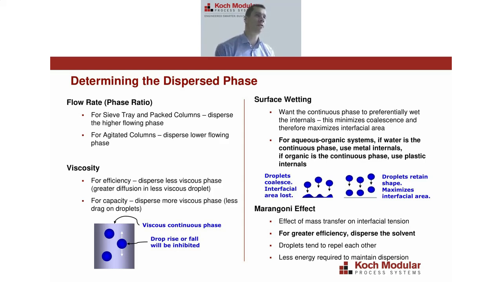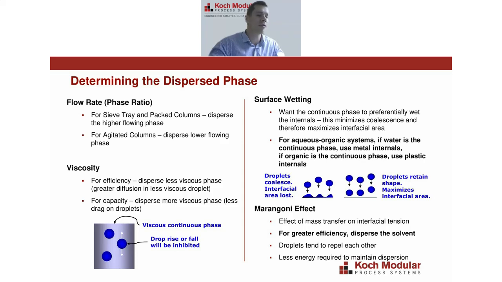Well, at Koch Modular, we have 4 rules of thumb that we like to look at when we're evaluating a process to make a judgment call on which phase should be dispersed and which phase should be continuous. The first one we look at is just the volumetric flow rate of both phases going into the column. This is the most intuitive, in my opinion, and what you want to do for a sieve tray or a packed column, like Don discussed earlier, is disperse the higher flowing phase.